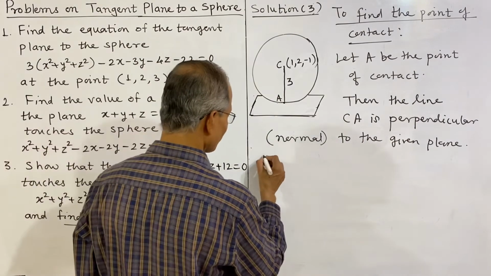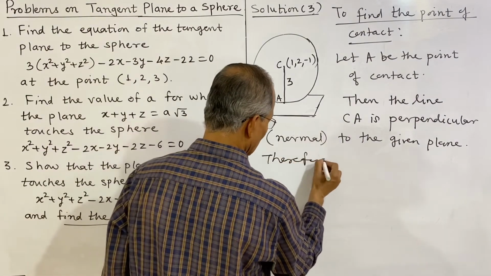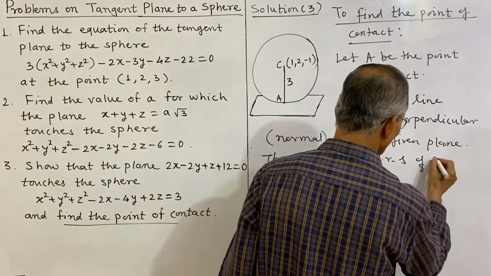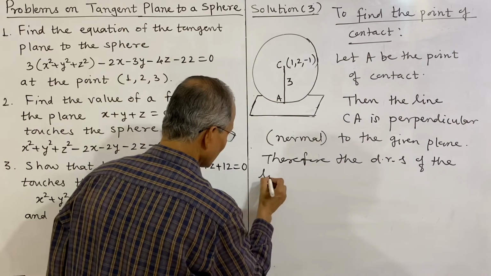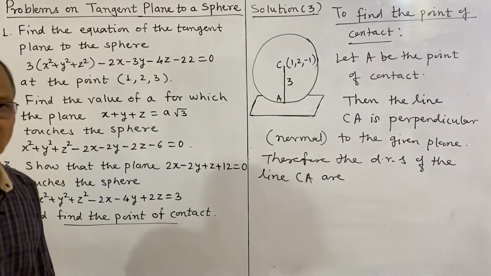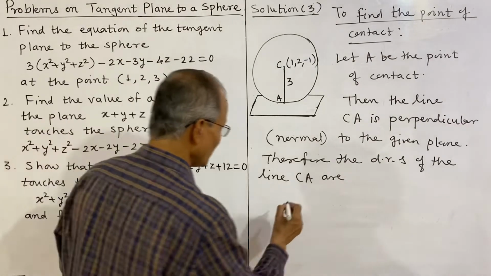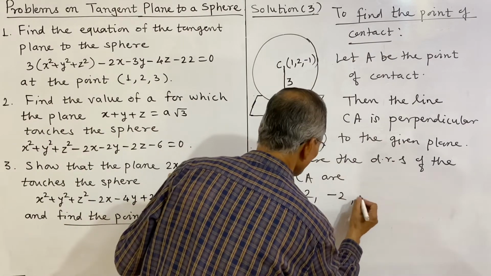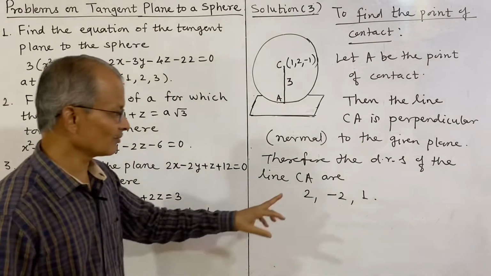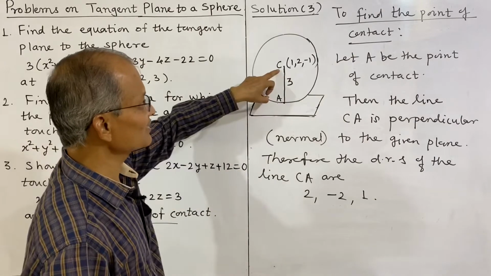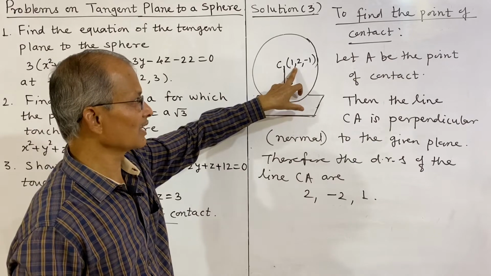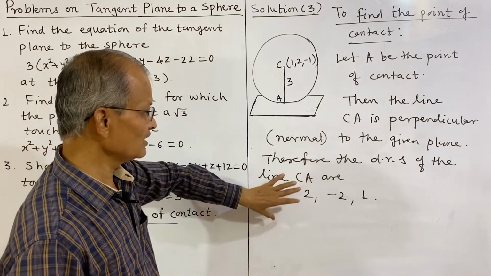Therefore the direction ratios of the line CA are the coefficients of x, y, z in the equation of plane, and I shall write it as 2, -2, 1. So we have studied this in chapter 1, the plane. So these are the DRs of the line CA, and line CA passes through the point C. We know the coordinates of the point C, that are 1, 2, -1.